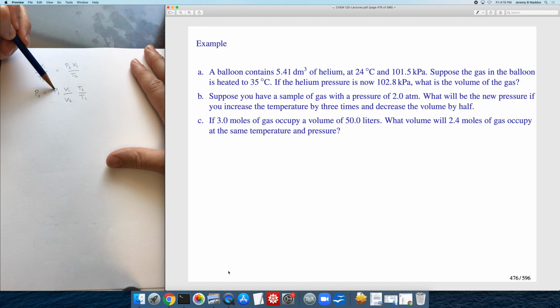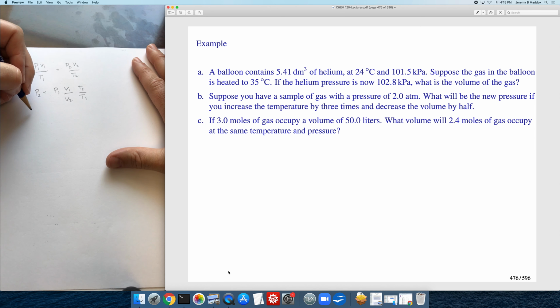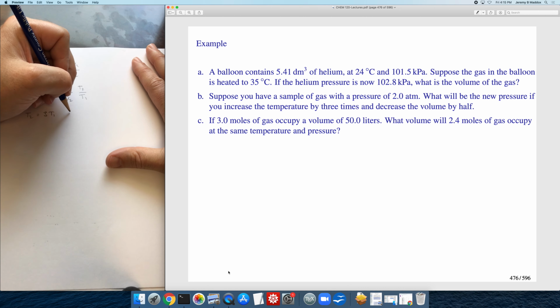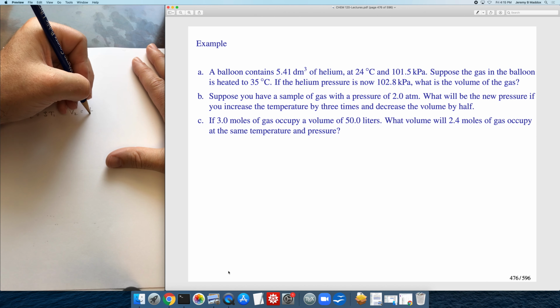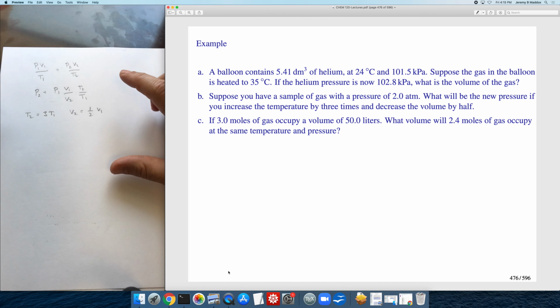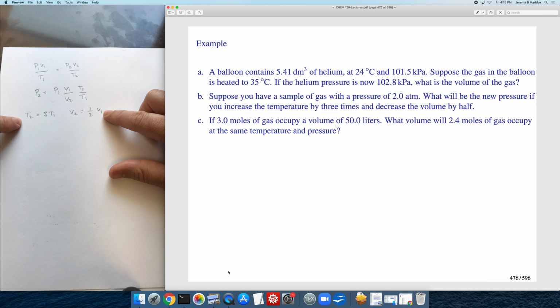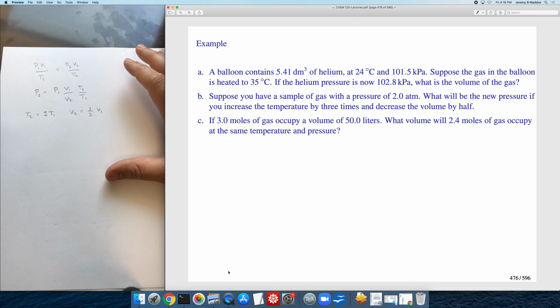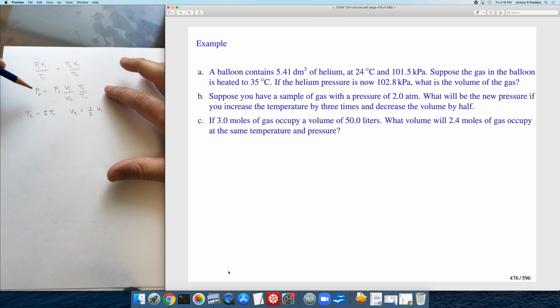But all we know is P1, right? They haven't given us any of the other numbers. Well, what you need to do is read the problem carefully and realize what they're telling you is that T2 equals 3 times T1 and volume 2 equals 1/2 times volume 1. So they've given you this extra information which you can substitute into the equation. Okay, so I'm going to take these equations and substitute them in.